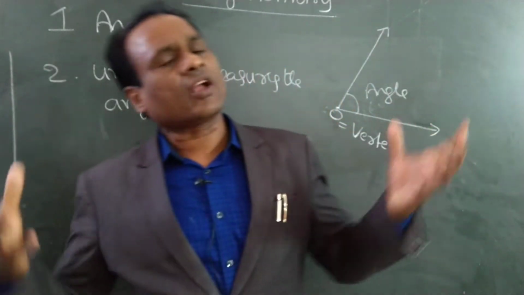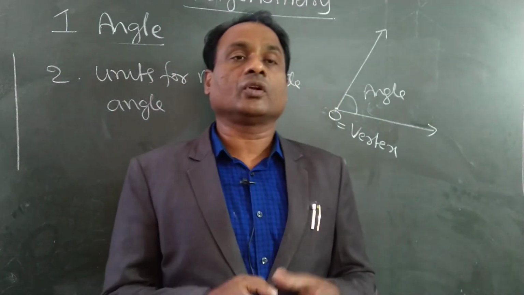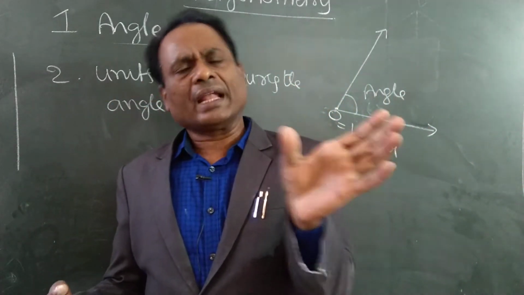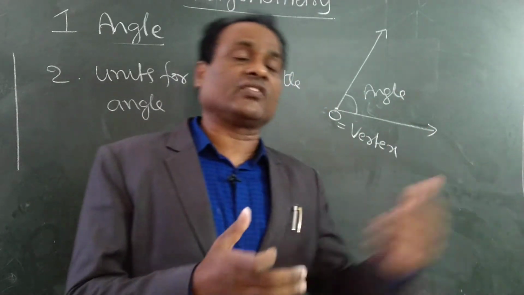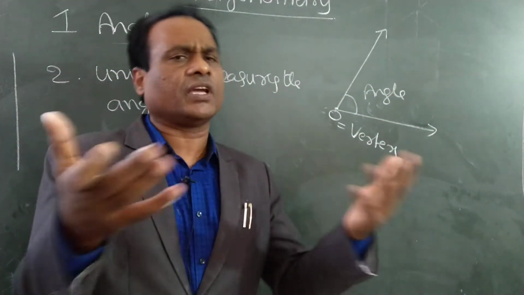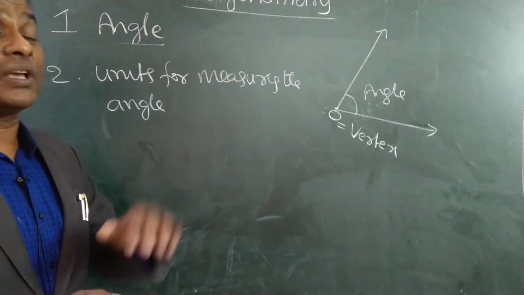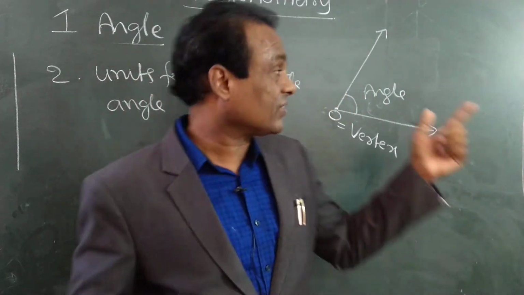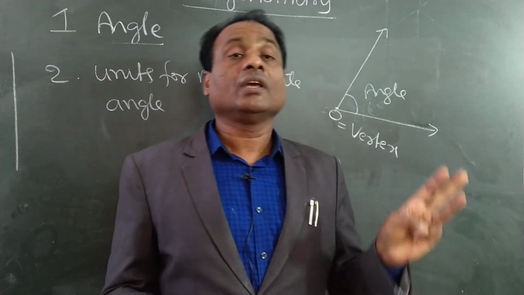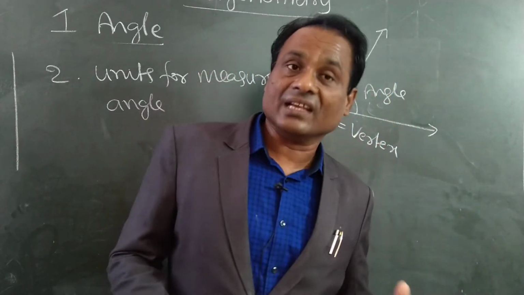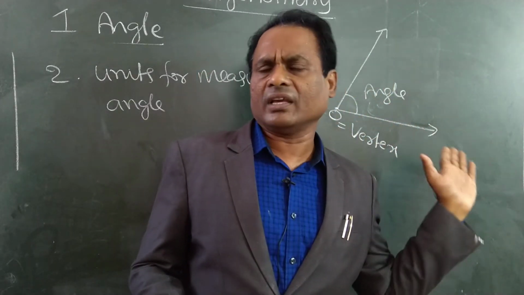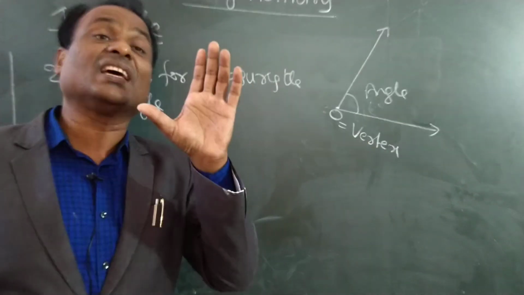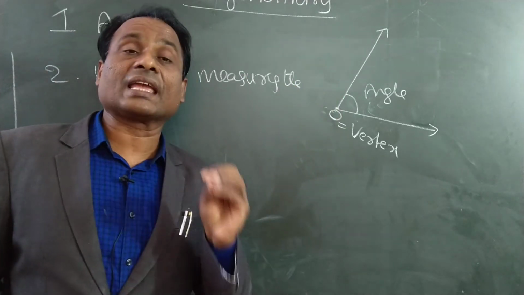Actually, to measure any quantity we need units. To measure length, we have meters, centimeters, feet. Like that we have different units in different systems, CGS system, MKS system. So here also, to measure angles, we have three different systems: degrees, grades, and radians. But we don't have grades in this topic. So we have only one system in this chapter, that is degrees. We always measure the angle in degrees.